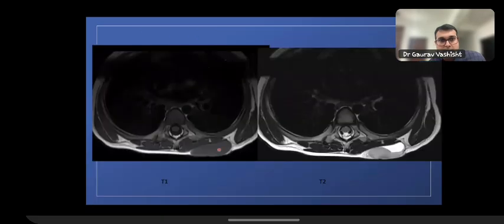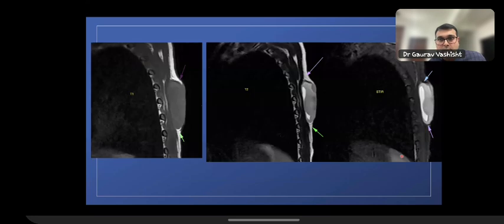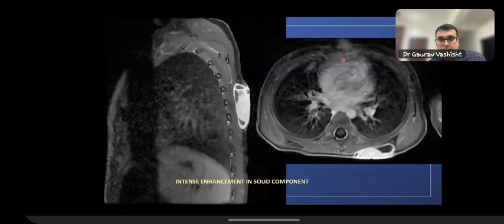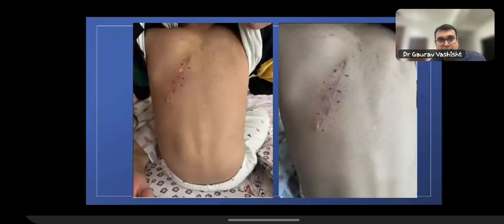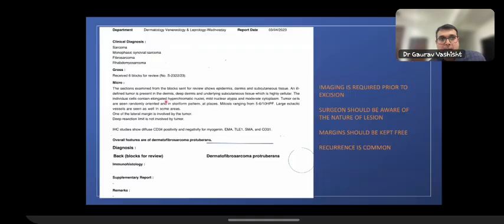And MRI was performed, which showed a T1 iso to hyper, T2 heterogeneously hyperintense solid cystic lesion, okay, which showed extensive post-contrast enhancement with non-enhancing cystic areas. Okay, and this was just excised without thinking of what this could be. And the initial FNAC was done, which said some vascular malformation, and the child had a big scar here. But the swelling started coming back again. And when the histopath was reviewed, it came out to be a dermatofibrosarcoma protuberans.